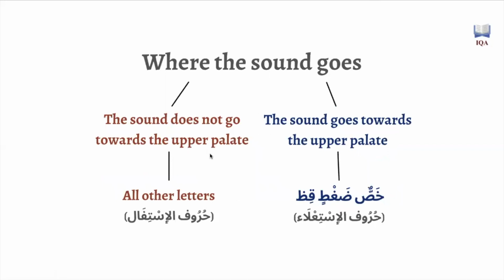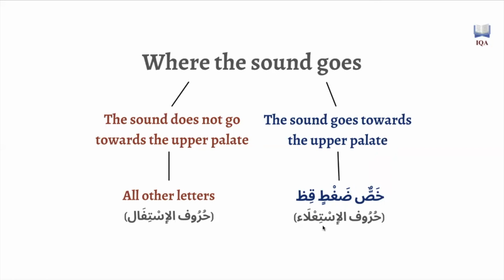So either the sound is going towards the upper palate, which is the letters khassun, dagt, and qidh, which are called huruf al-ista'ala. So al-ista'ala is another attribute, and it means that the sound is going up towards your palate and is found in these letters here. And so on and so forth.